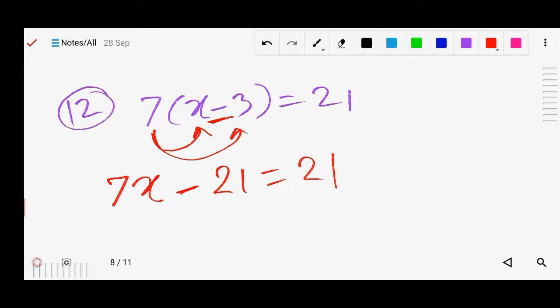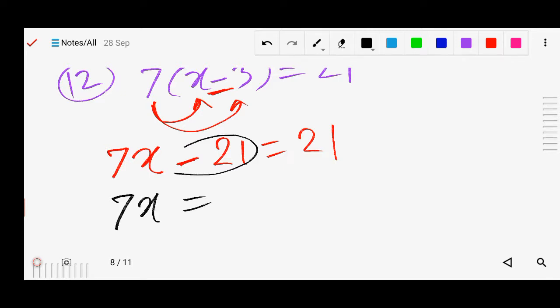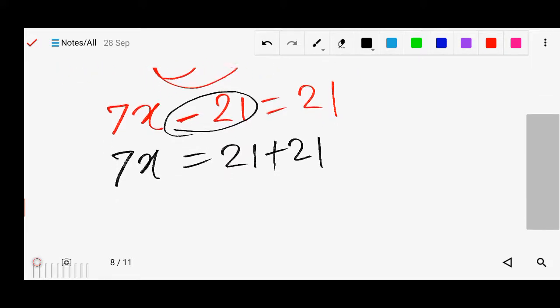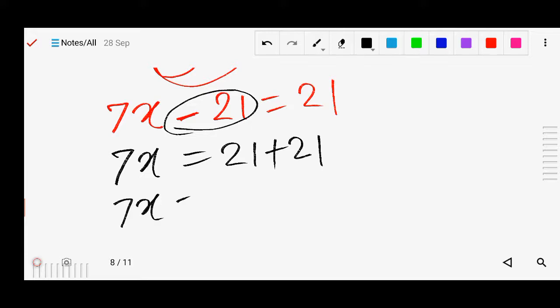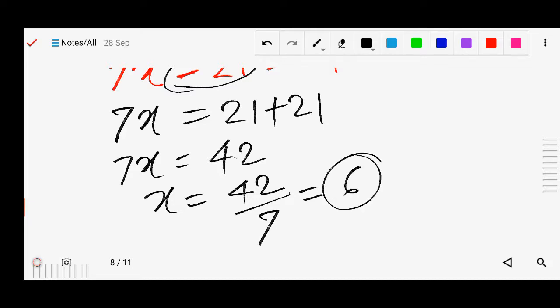Now you can shift the same type of terms. So this 21 will go to that side, so minus will become plus, so 21 plus 21. So 7x equals 21 plus 21, 42. So you can find x. This 7 will go to that side, so it will be divided. So 42 divided by 7 will be 6. So the value of x is 6.